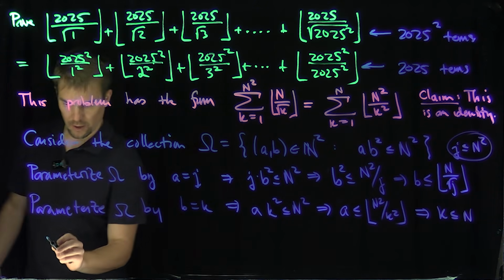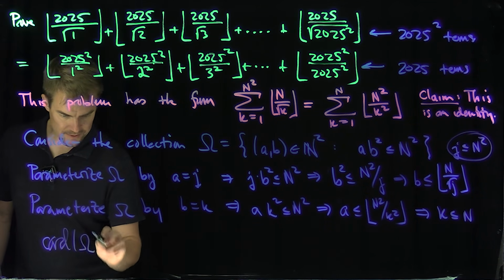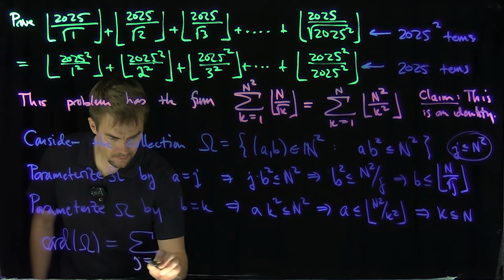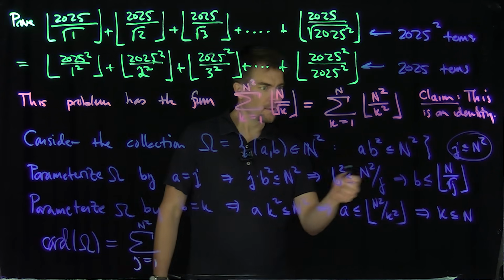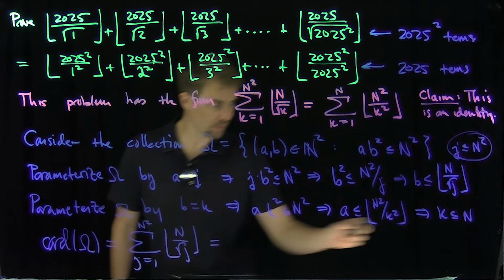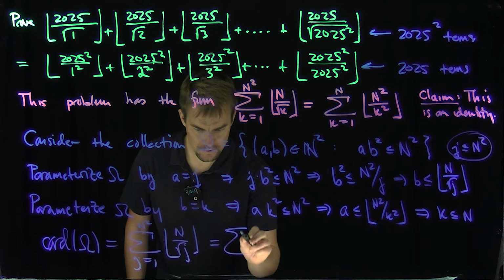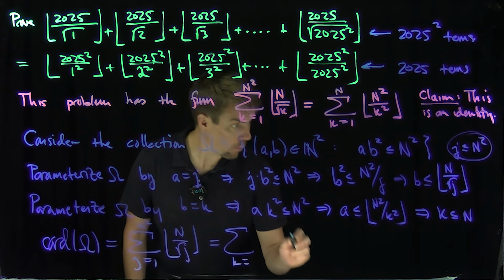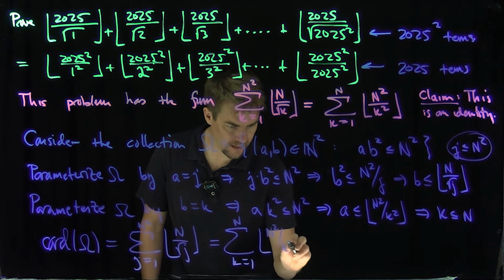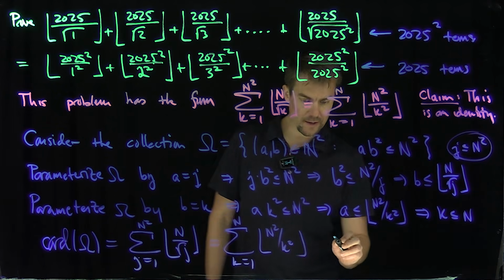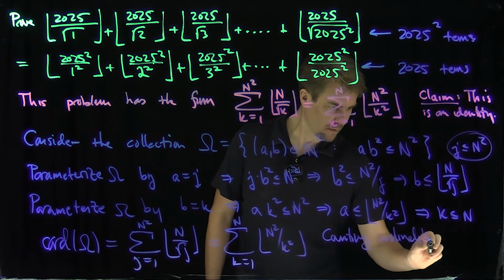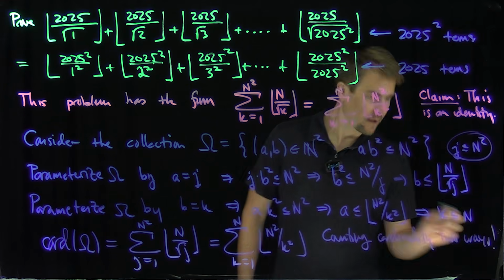And so now I have the cardinality of omega written two ways. It's just the sum, the first sum over here, j goes from 1 to n squared, of the floor of n over the square root of j. That's also equal to this parameterization of it, the sum k goes from 1 up to n of the floor of n squared over k squared. So we've just counted the cardinality two ways, which gives us the answer, right?